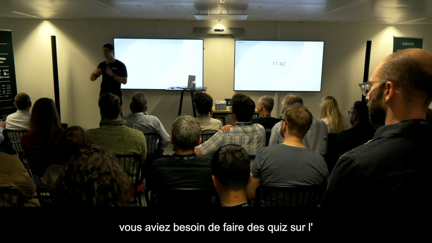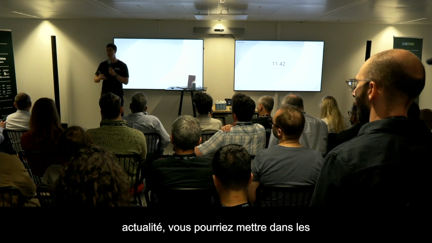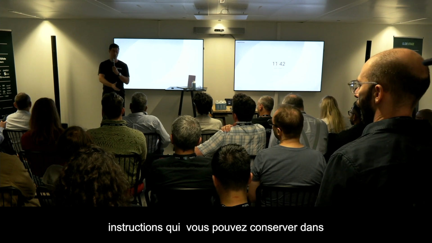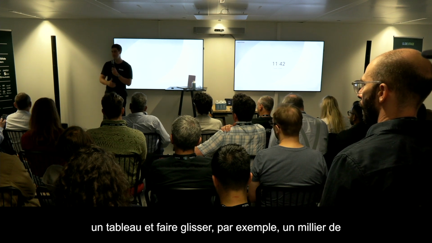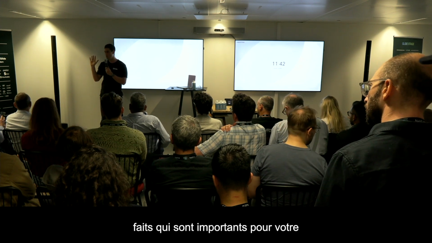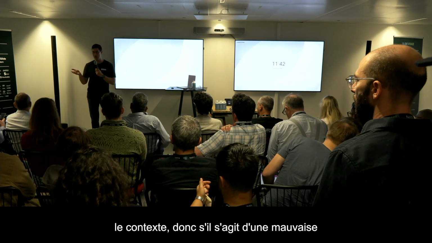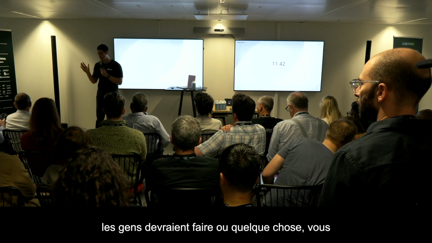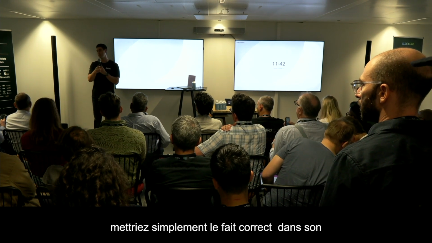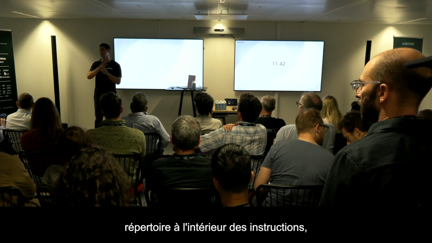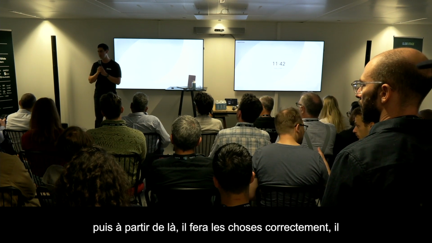If you needed to do quizzes about current events, you could put inside the instructions, which you could maintain in a table in Glide, for example, 1,000 facts that are important for your company, and those would enter into the context. So if it's making the wrong recommendation about how much exercise people should get or something, you would just put the correct fact in its repertoire inside the instructions, and then from then on it would get it right.